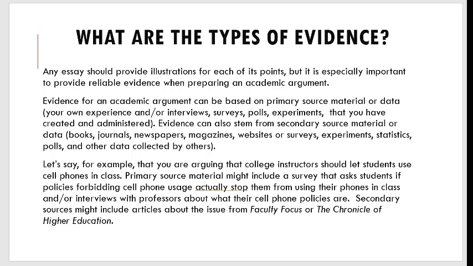So in this aspect, as an example, if we're arguing that college instructors should let students use cell phones in class, for instance, primary source material might include a survey that asks students their perspectives about using the cell phone or the policy itself. And then a secondary source might include something from Faculty Focus or the Chronicle of Higher Education, where a lot of these issues are debated by different professors and key people in higher ed.